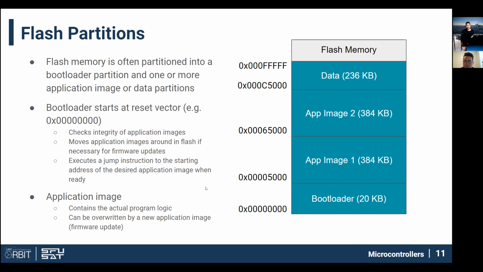Each app image could be a different program. It could be the older version in app image 1 and the newer version in app image 2, like after an update. You could just have one slot. It's entirely up to you how you structure your flash memory, however you want it to be for your particular application.